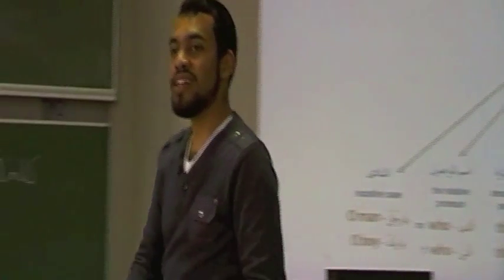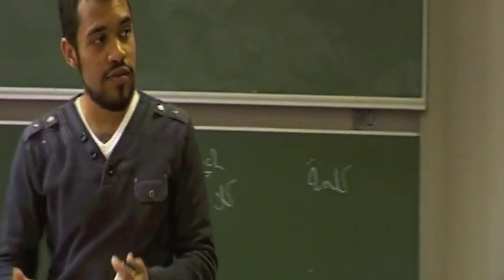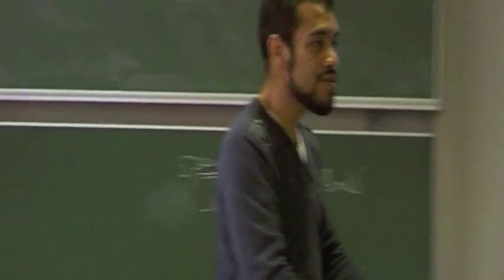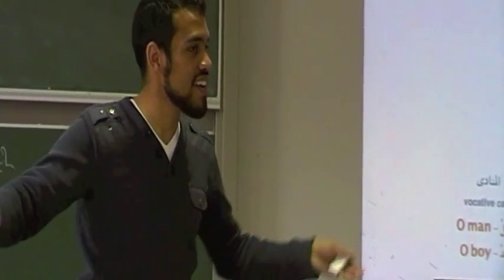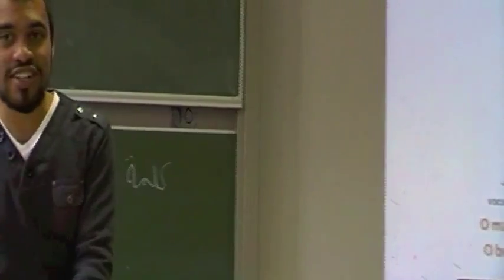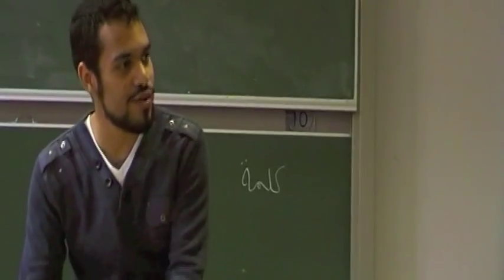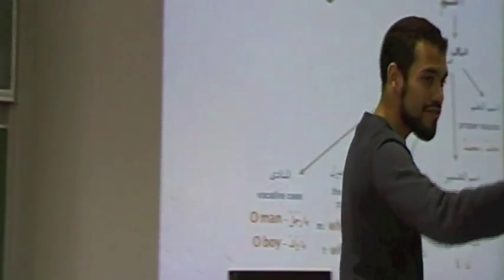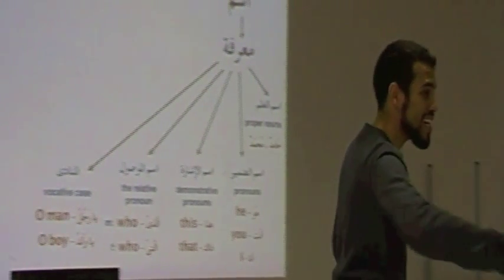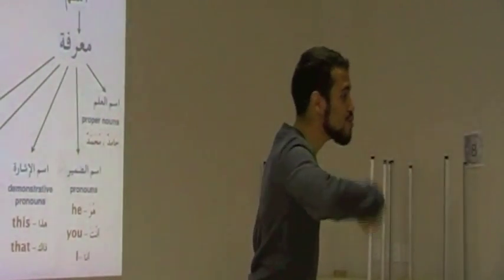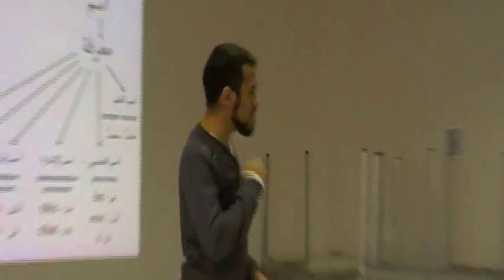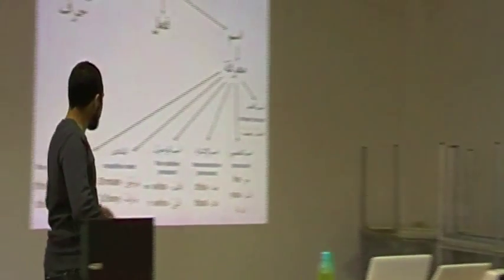Ya ayyuhan nas, referring to mankind. Can you extract who this is referring to? Mankind. All of mankind. Again, answer the question: can I answer who is doing what or who is being referred to? Ya rajulu, oh man. I'm referring to a specific man. I address him. That man becomes definite because we can extract who the man being referred to is.